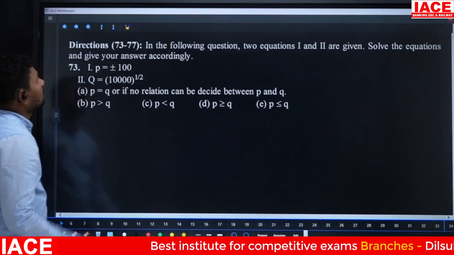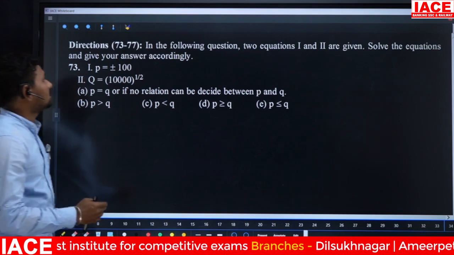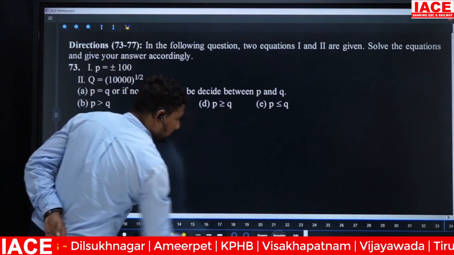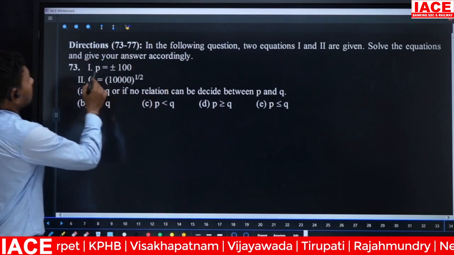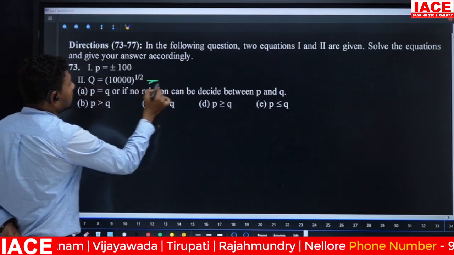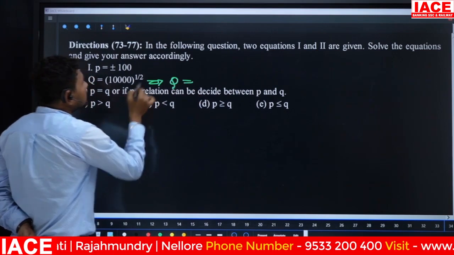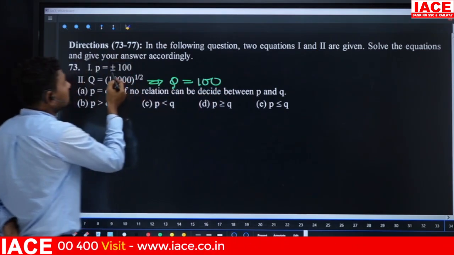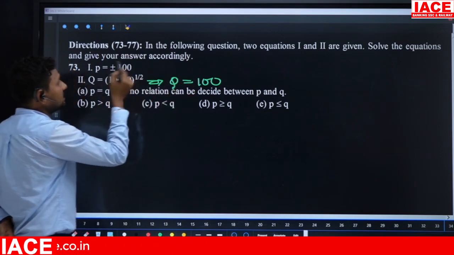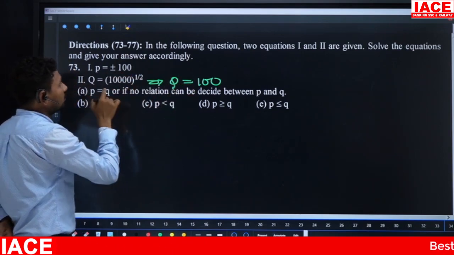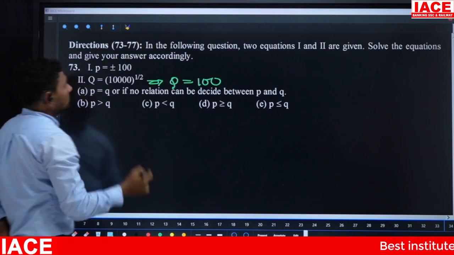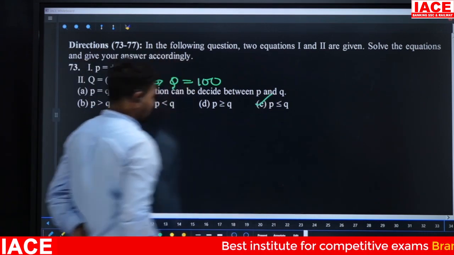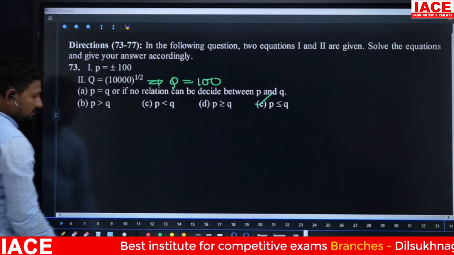Go for the next one. Directions for questions 73 to 77, based on the quadratic equation. Let's start. Here, P is equal to plus or minus 100, then Q is equal to the square root of 10,000. The square root of 10,000 value is 100. Compared to 100, plus 100 is equal, and minus 100 is smaller. That means compared to Q, P is less than or equal. So we can say P less than or equal to Q. That is option E.